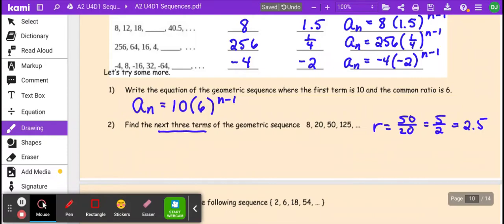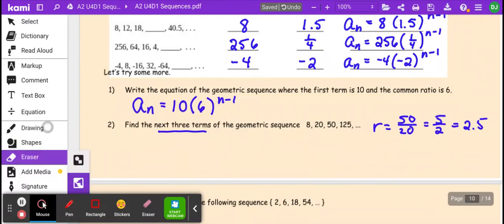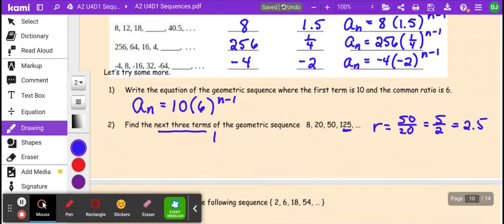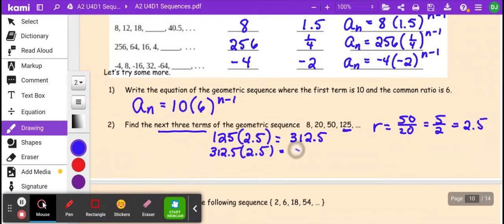Now, if I know the common ratio, all I have to do is 8 times 2.5. No, not 8. Sorry about that. I want to start with the last term. 125 times 2.5. This is obviously a point where I should stop the video and get more latte because I need more caffeine. Okay, but now I have the 312.5, and then again, I would just use that times the common ratio to get my next term.